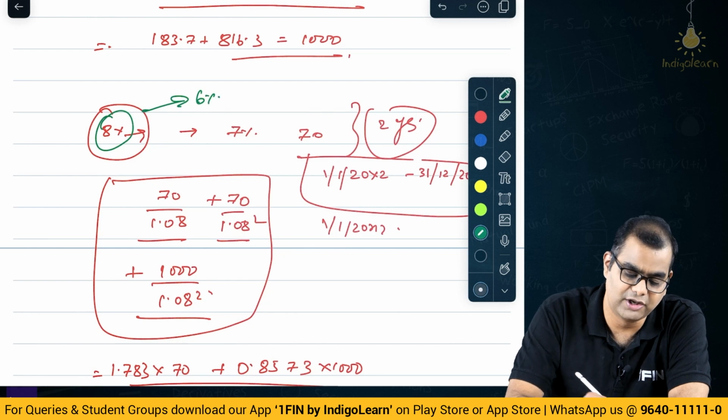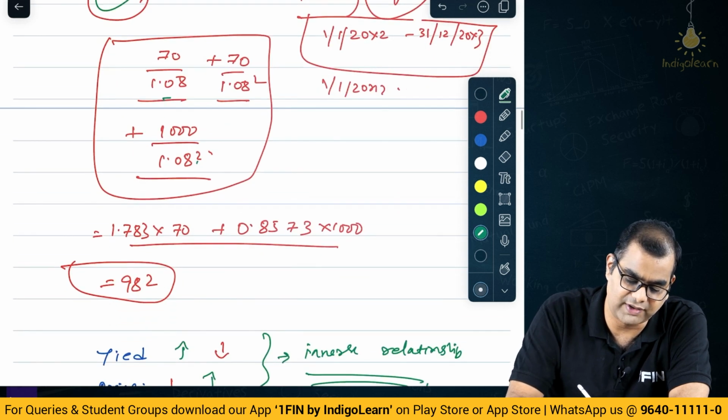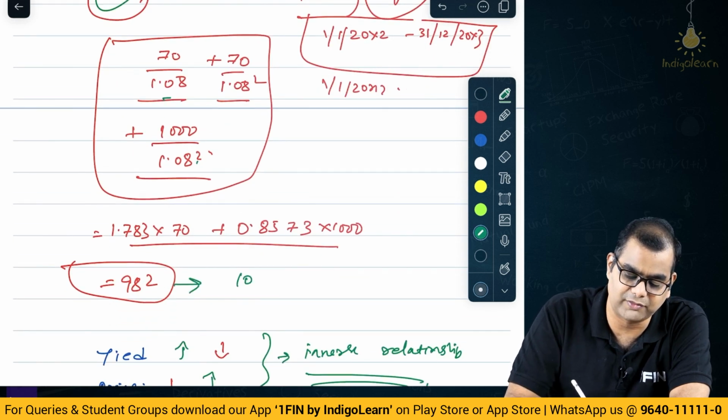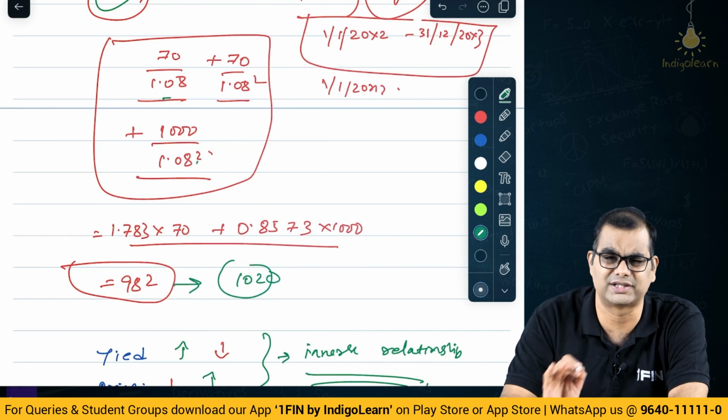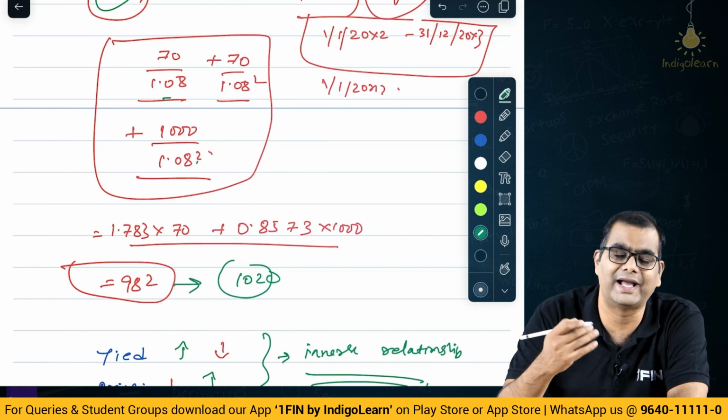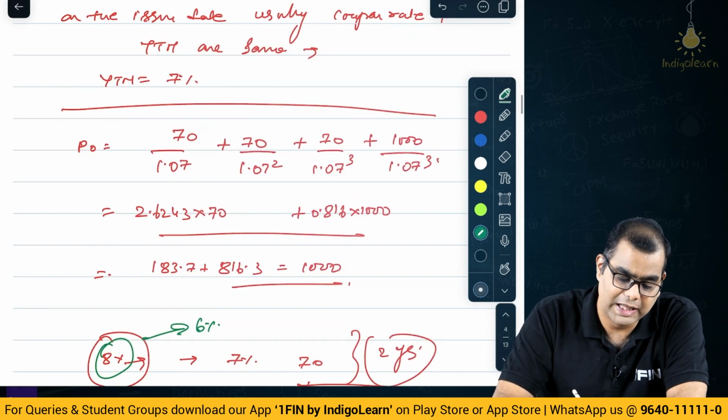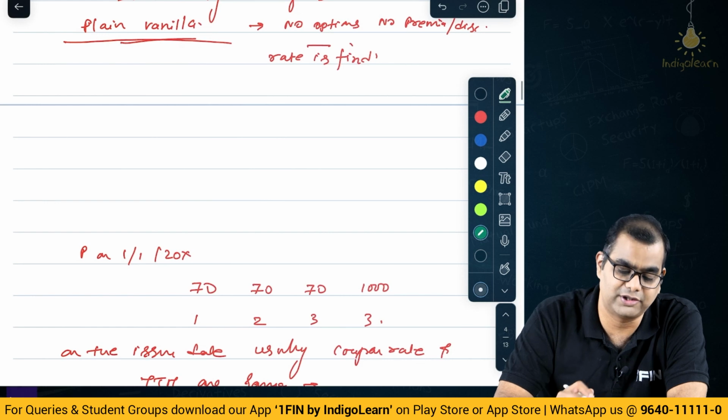So, exactly the opposite happens if the market yield is not 8%, but, let us say, 6%. You will discount everything by 6. So, this value will be, instead of being 982, some 1020 or something. I am just making an estimate, I do not know what it is, right. It will be higher than face value. So, this is a very, very important aspect that you should know.